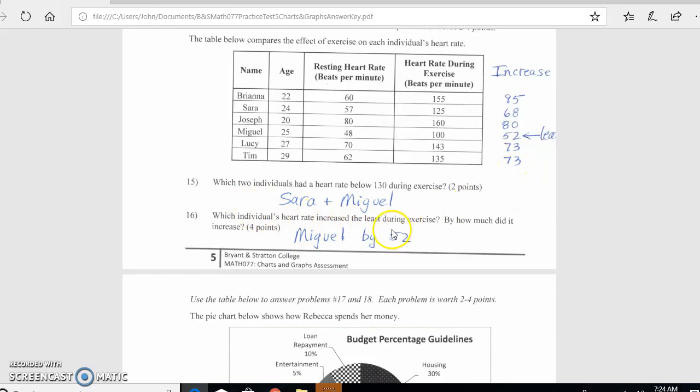Which individual increased the least? And that would be Miguel. 100 minus 48 is 52, and his is the least amount of increase. And so the answer is Miguel by how much? By 52 beats per minute.